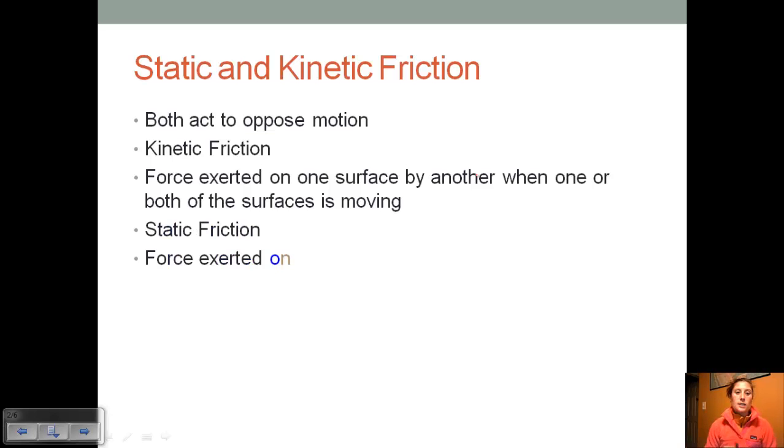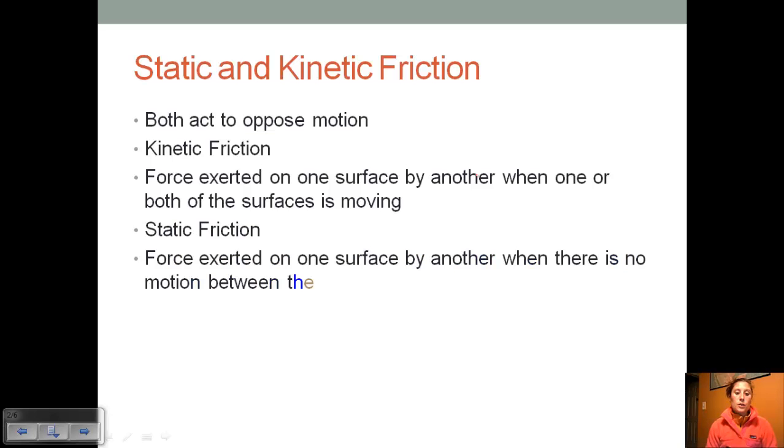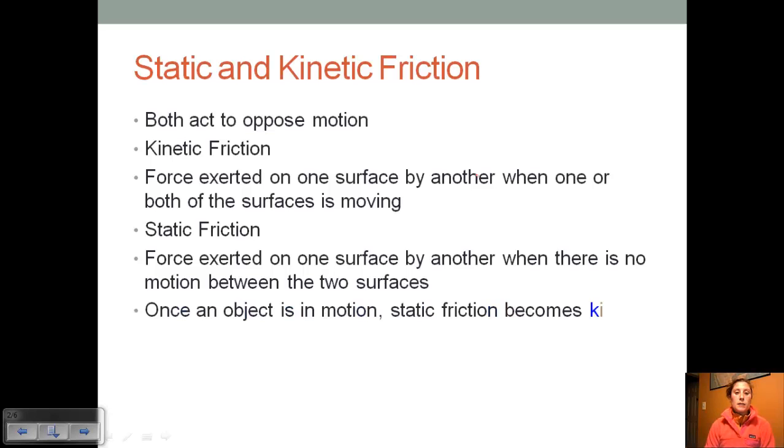The second kind of friction is static friction, and this is the force exerted on one surface by another when there's no motion between the 2 surfaces. So when you have a big box on the floor and you're trying to get it to move, the force acting against the force that you're pushing before it moves, that's the static friction. And then once you get it to move, now you're overcoming kinetic friction. So once an object is in motion, static friction becomes kinetic friction.